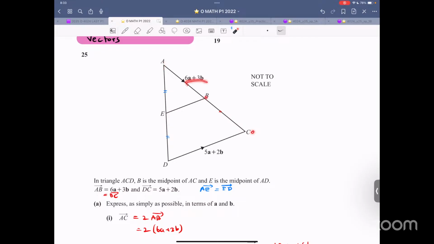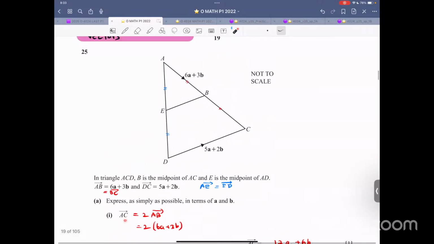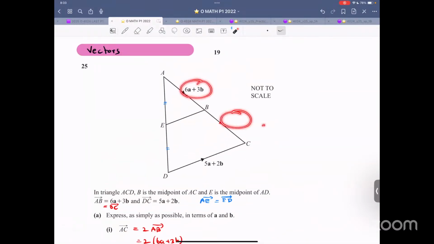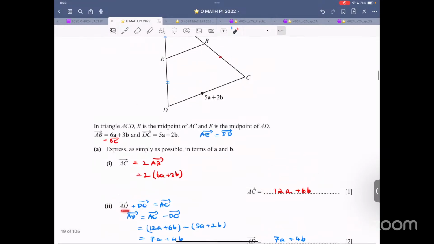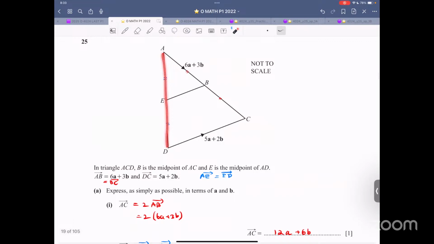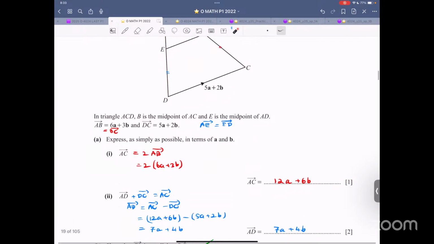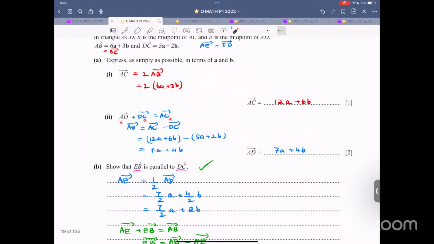B till C, it's also the same. Written over here, DC is this thing. AE is ED because it's a midpoint. AE is ED. Take care of the direction. AC, that is this plus the same thing. And then I'm interested in AD. So A till D, D till C, that is the same thing as A till C. AD plus DC is AC. Make AD the subject, replace AC with this, replace DC with this, take care, and you get this thing.